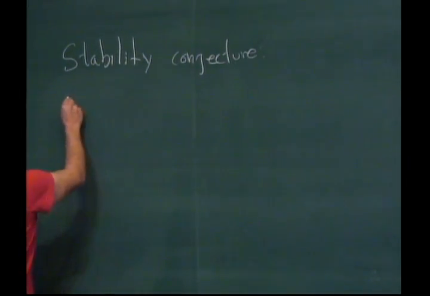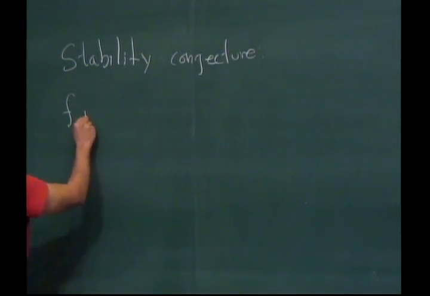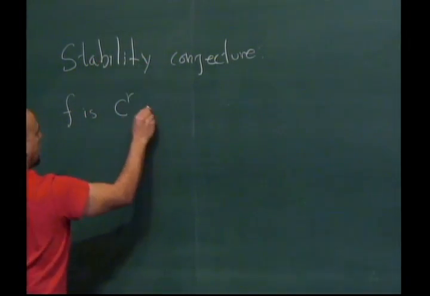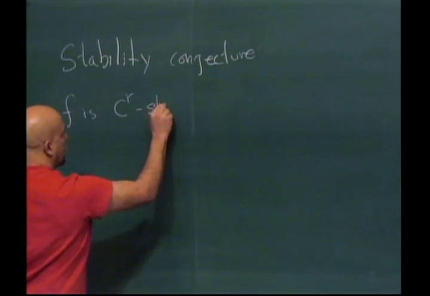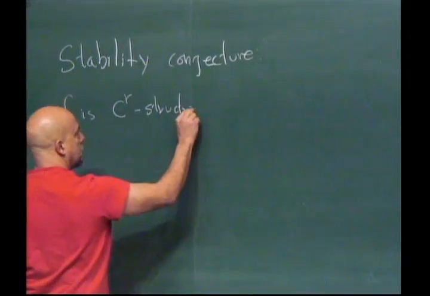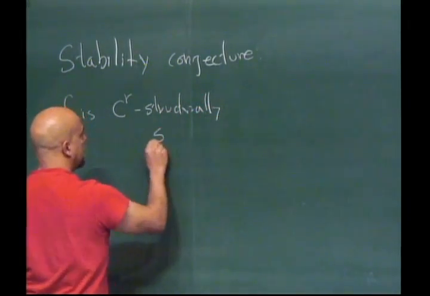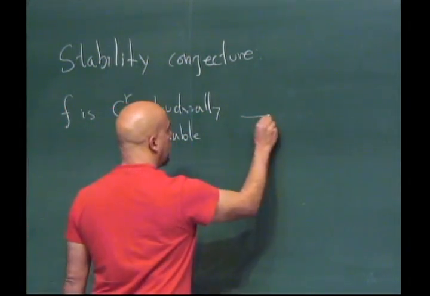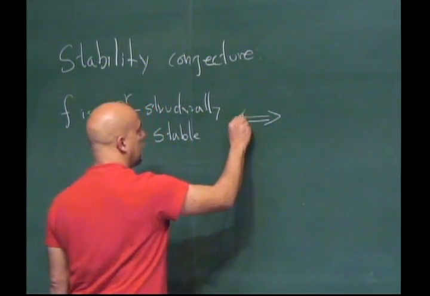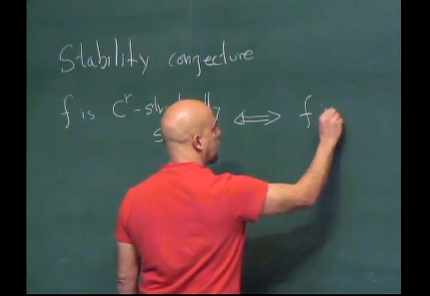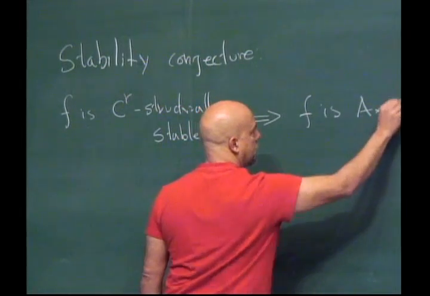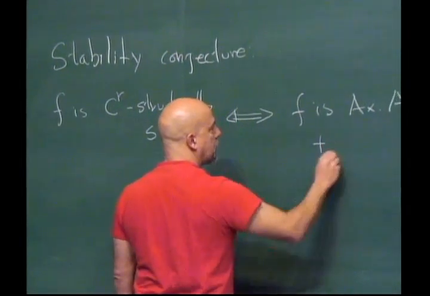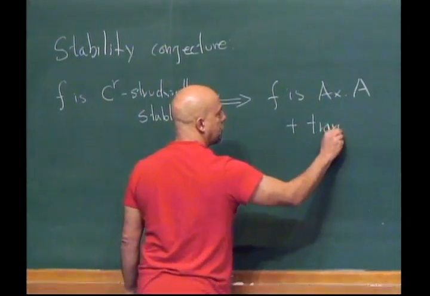If F is C^R structurally stable, F is C^R structurally stable if and only if F is Axiom A plus a transversality condition.